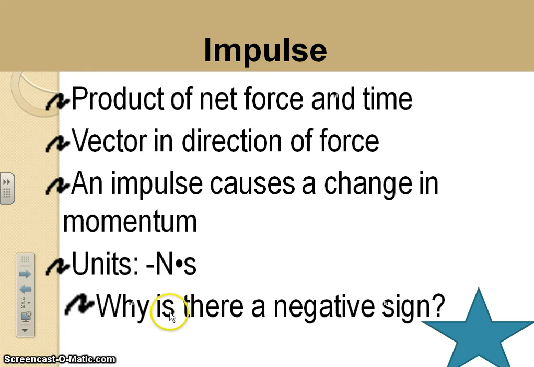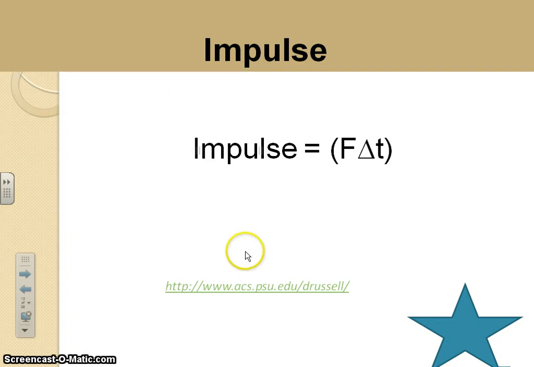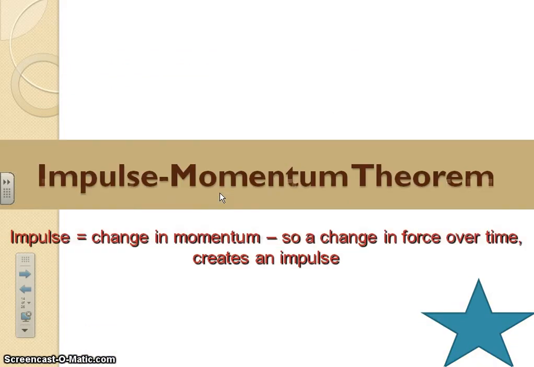Why is there a negative sign? Well, because the change in momentum is going to be opposite of the way that the force is applied. All right, go ahead and write this into your equation box for impulse. It's force times change in time.